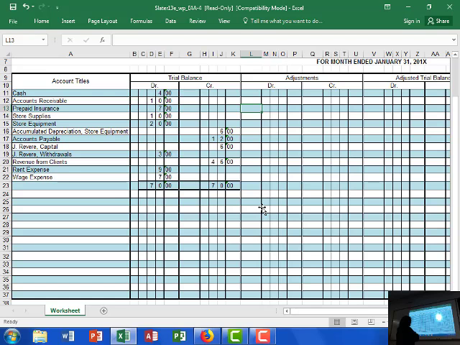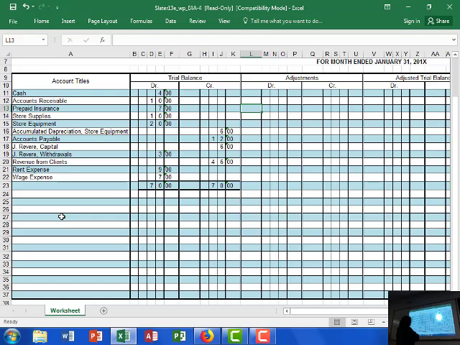How much was it? $3. $3. Oops. And remember, prepaid insurance is money that you have there already. So instead of taking it out of cash, you're going to take it out of prepaid insurance. So this is going to be your B, and you're going to credit the $7 for the $3. For every debit, there is a credit. Okay? Debit. Credit.